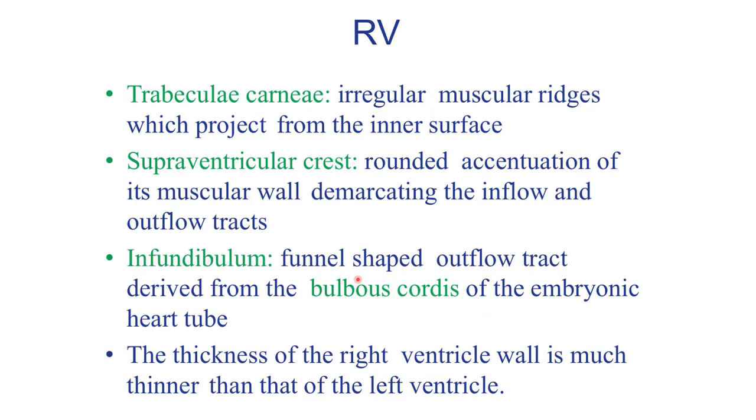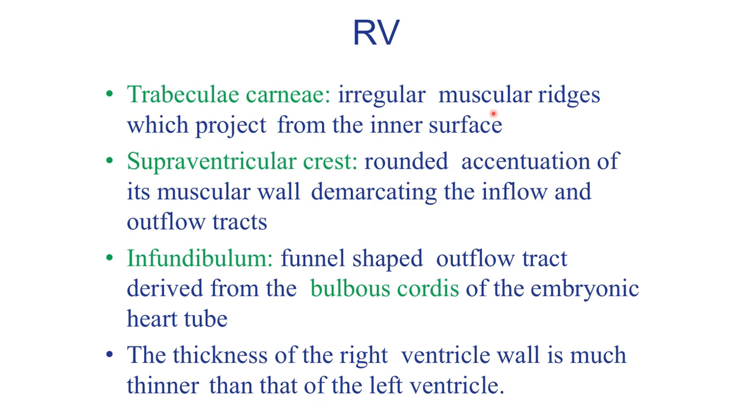So if you cut the wall of the right ventricle, what will you see? These are the structures that you can see. Number one is the trabeculae carneae. These are the irregular muscular ridges that project from the inner surface of the right ventricle, and of course even in the left ventricle you see the same patterns as well.